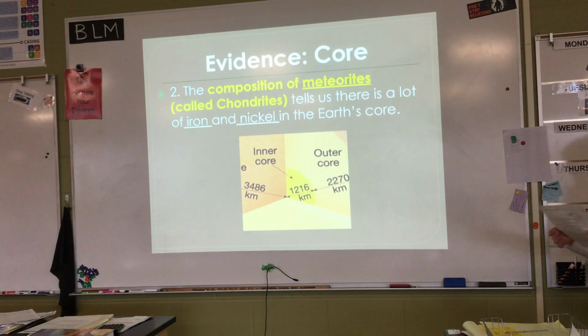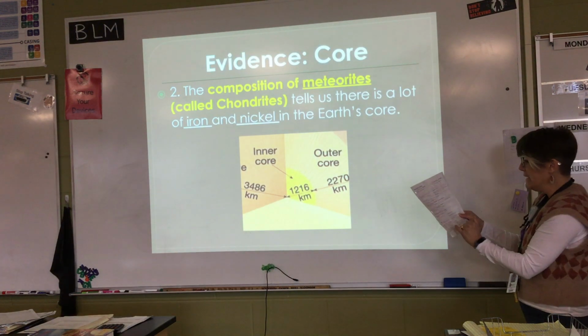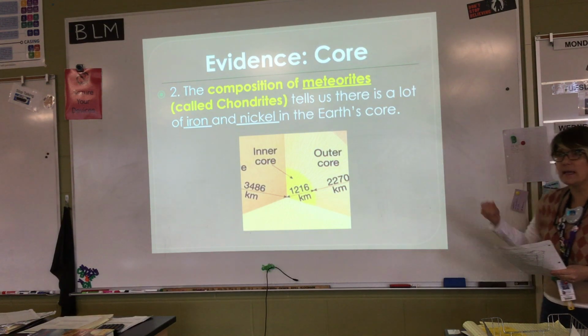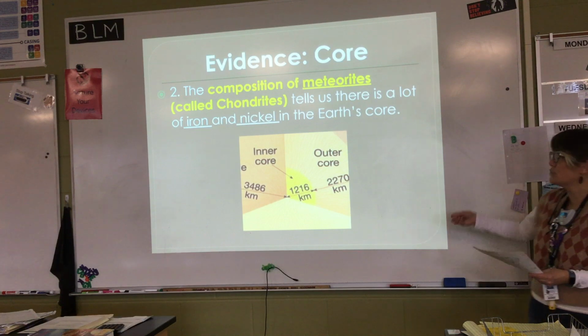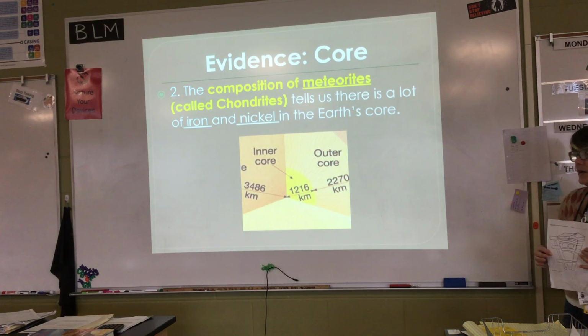All right, next. The second thing, everybody look down where it says number 2. The composition of meteorites, called chondrites. This is the second piece of evidence that allows us to understand why our Earth is iron and nickel.